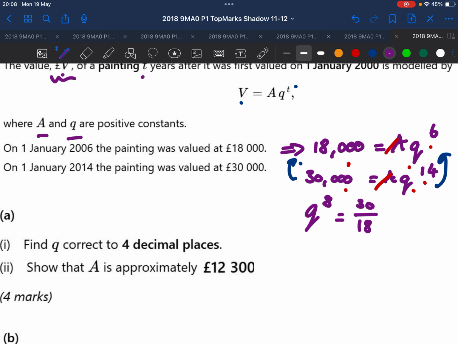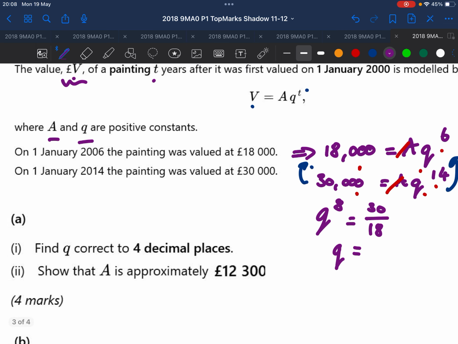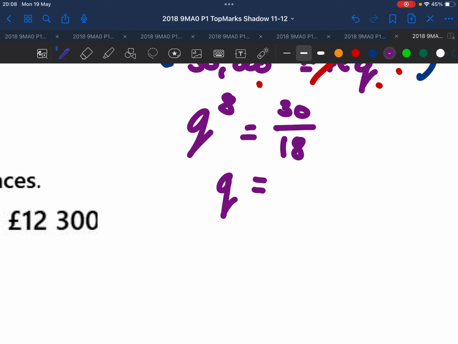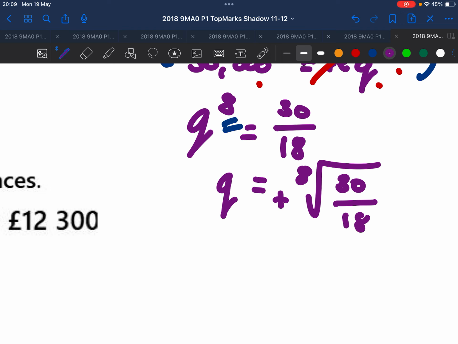We should try and find out now then what Q is. So Q, it says that it's positive, so that's helpful because it's an even power. I need to look at the plus and minus case. Whenever you've got an even power, you need to look out for that. So I'm going to do the positive 8th root of 30 over 18. That's what I would be interested in.